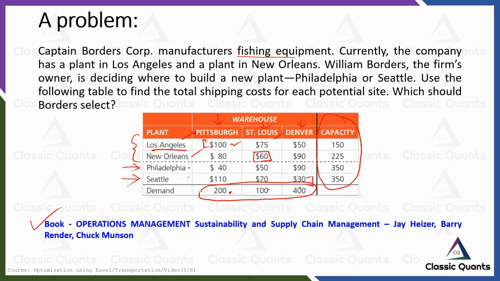Objective is to devise or to find a transportation plan which is the optimal plan and which will give you the total minimum cost. So the objective is to minimize the total shipment cost or the total transportation cost.